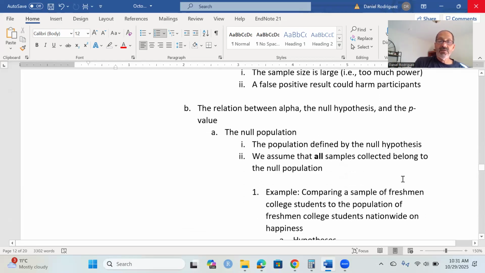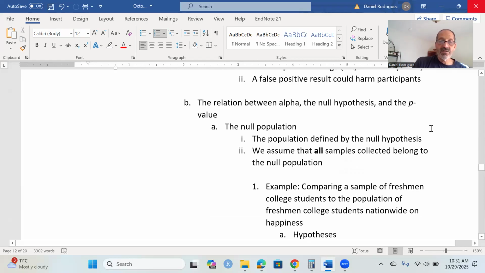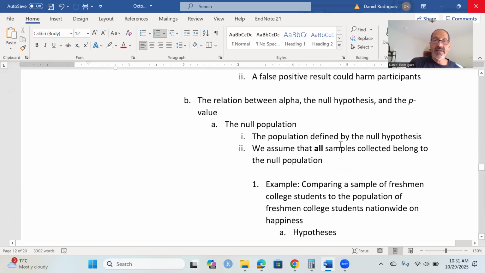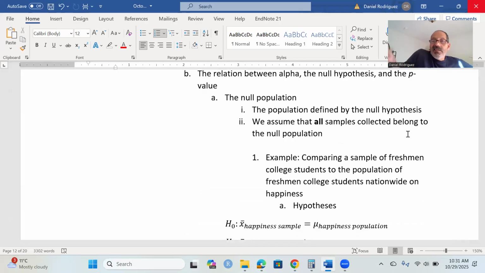So let's look at how these are related: alpha, the null hypothesis, and p-value. These are things that confuse students all the time. So we'll start with the null population. That's the population defined by the null hypothesis. So we assume that all samples collected belong to the null population. So the null hypothesis will say something, right? The effect is 0. Boom.